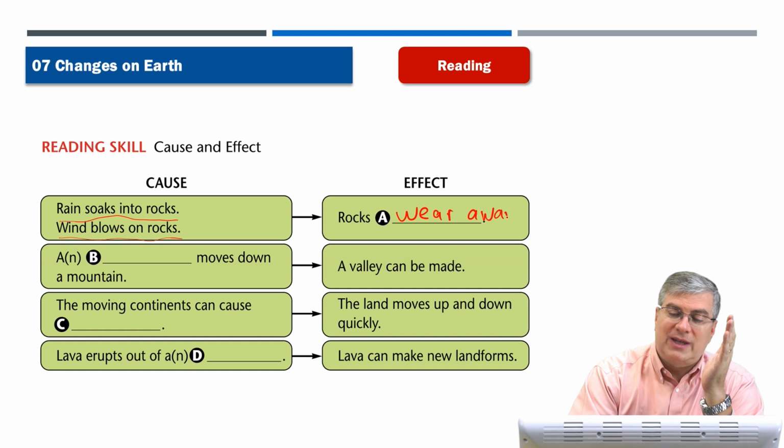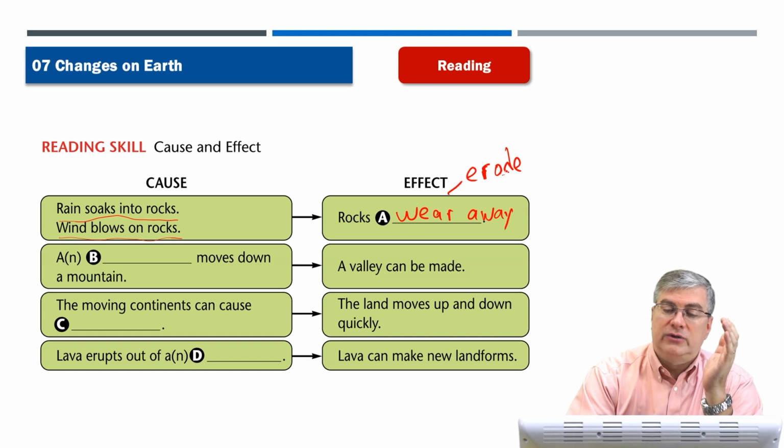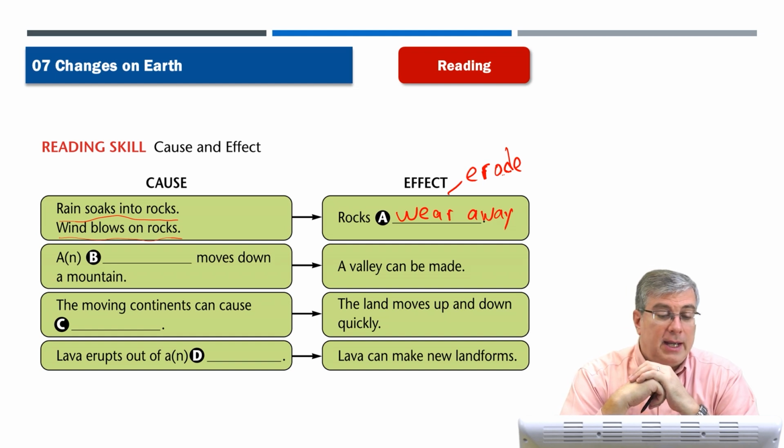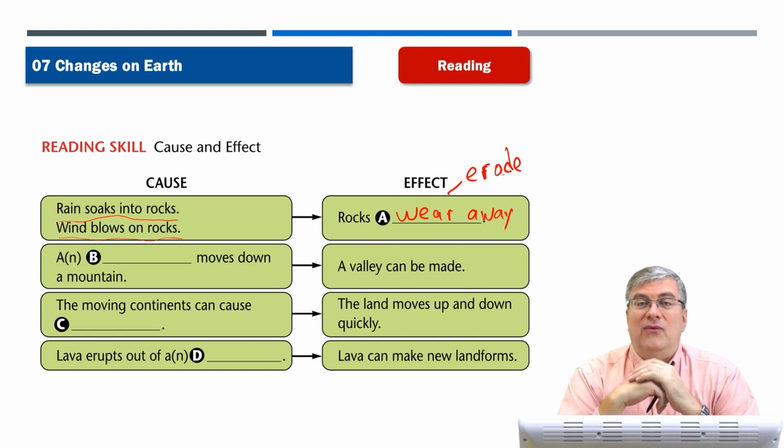Now, if you're going to be scientific, you're going to say rocks erode. Same thing, right? We talked about that in the vocabulary. So you could say wear away, or you could say rocks erode. And then next we have ice moves down a mountain and a valley can be made.